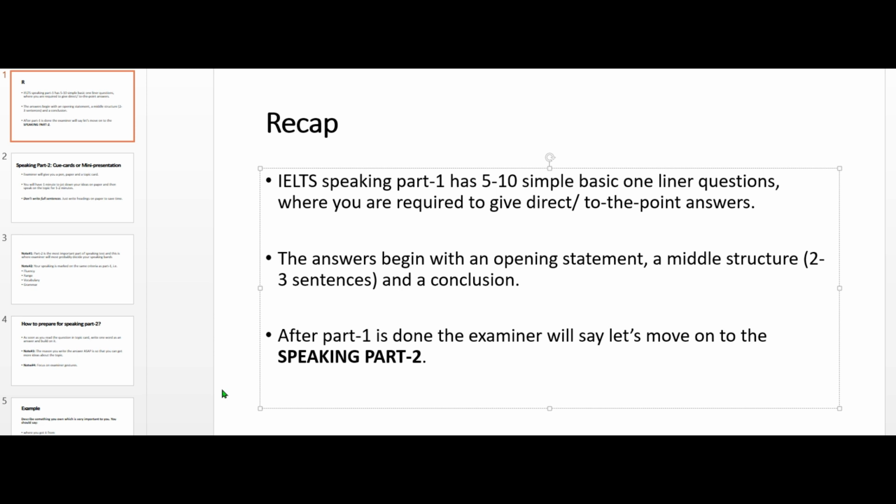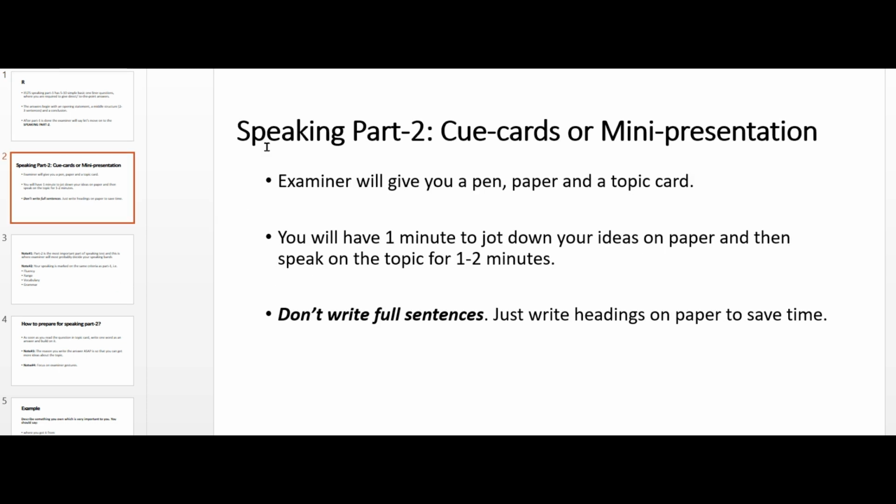So after Part 1 is done, the examiner will say, let's move on to Speaking Part 2. So what is Speaking Part 2? Speaking Part 2 is also called cue cards or mini presentation. The examiner will give you a pen and a paper and a topic card. On the topic card, you will find a topic which you will be talking about for about 1 to 2 minutes.